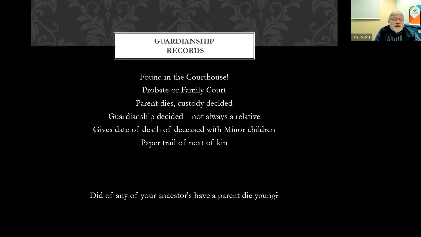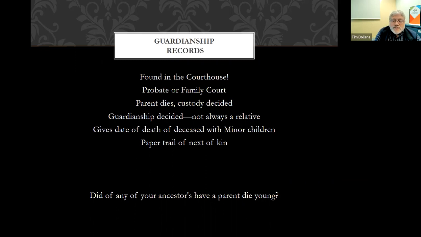Again, they're found in the courthouse. Sometimes they're in family court, not just probate. And someone has to get custody of this child. In some of my families, it's been the great aunt and uncle. In one of my families in Missouri, it was the next door neighbor, because he was literate and the widow was not. The widow was still alive, but the next door neighbor was highly thought of, and he was a local justice of the peace.